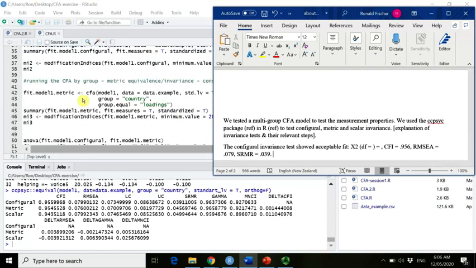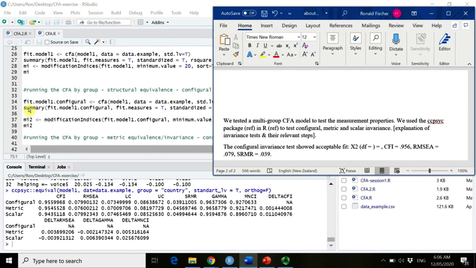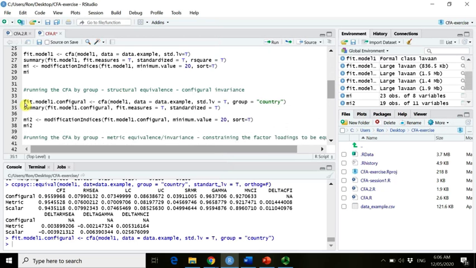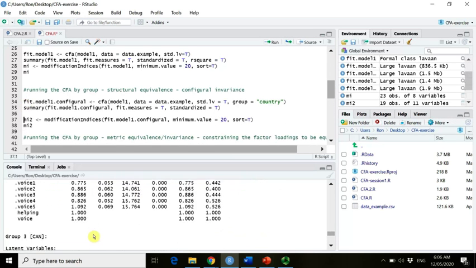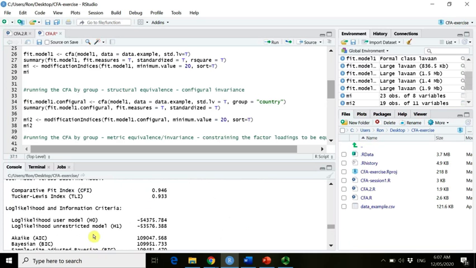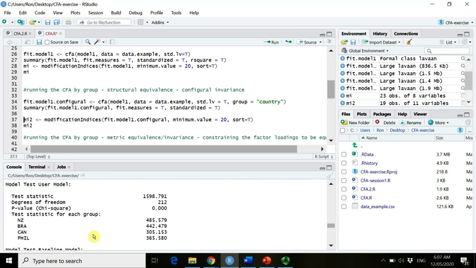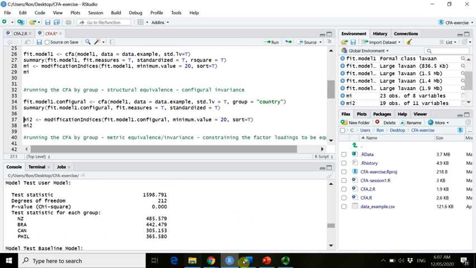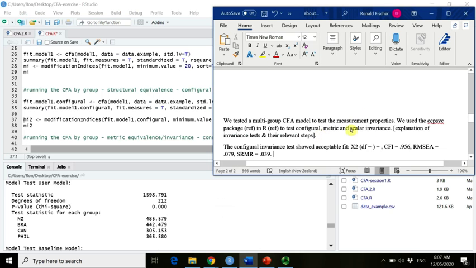We would need to get the chi-square. For that we need to go back up here, specify our model. Oops, what happened here? And then run it. Our chi-square overall is here. So we would need the chi-square. Degrees of freedom are 212. The chi-square itself is 1598.79. Right.